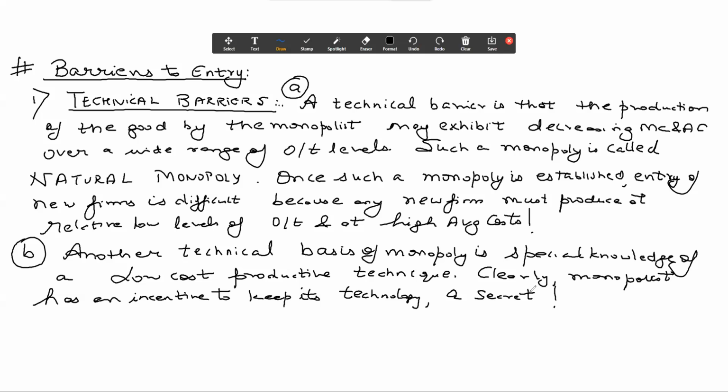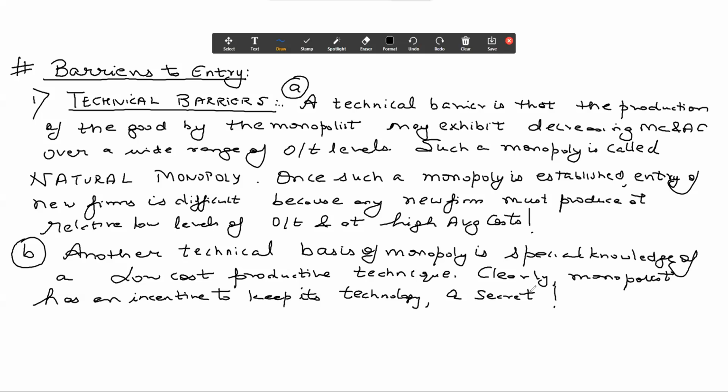So I hope all students have understood that one of the crucial reasons for monopoly to exist is technical barriers. It simply means that when the monopoly does production in bulk, its average and marginal cost curves continue to fall, thus realizing economies of scale. Such a monopoly is called a natural monopoly. Example, Indian Railways. It's the best example of natural monopoly. No firm would want to enter and compete with the monopolist.